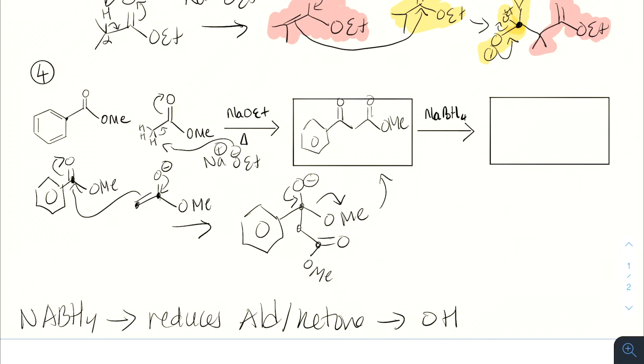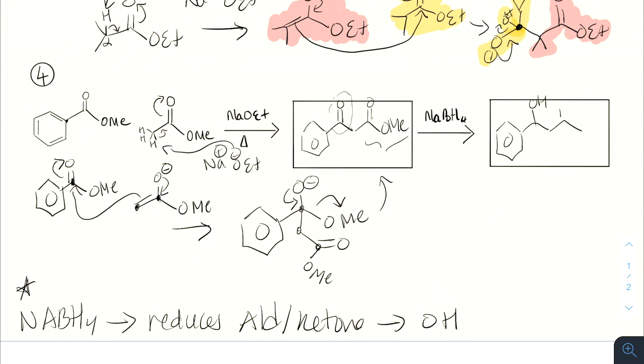Okay, so we're not done yet because the next step of the reaction is reacting it with NaBH4. And I wrote down here that NaBH4 is good for reducing aldehydes and ketones into alcohols. So this is the only ketone here. This is an ester, so it's not going to get reduced. And you end up with this.